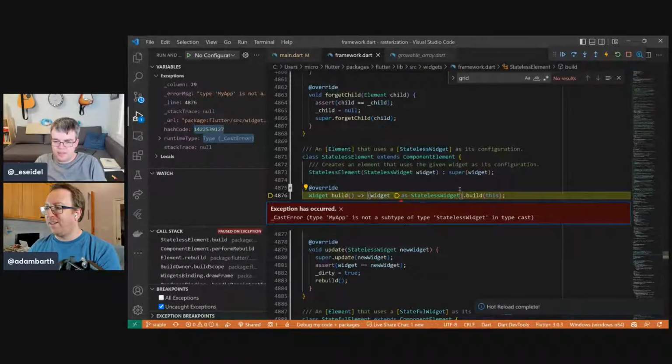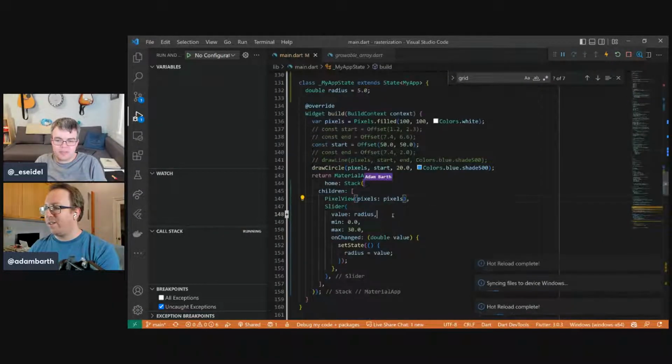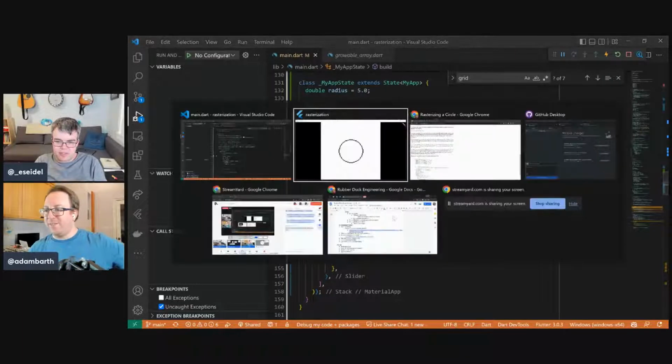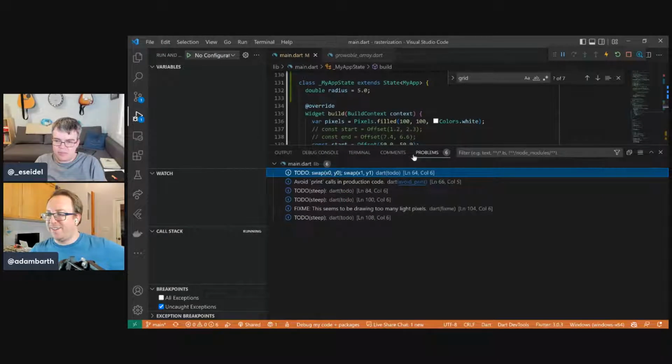We don't initialize this thing like 5. We changed stateless to stateful. We started slider now. No, we're still. Where's our slider? Somebody's mad at us. Nope.